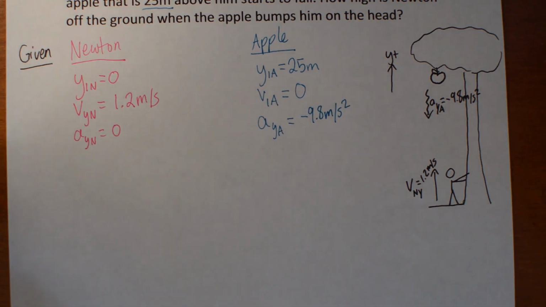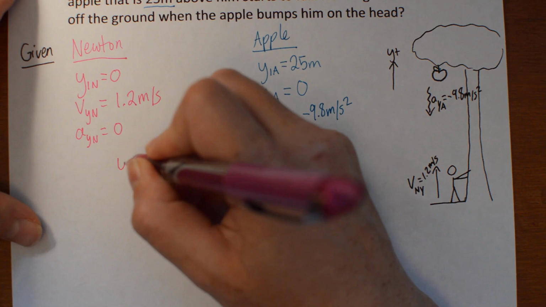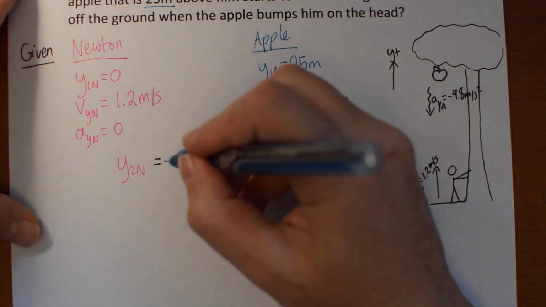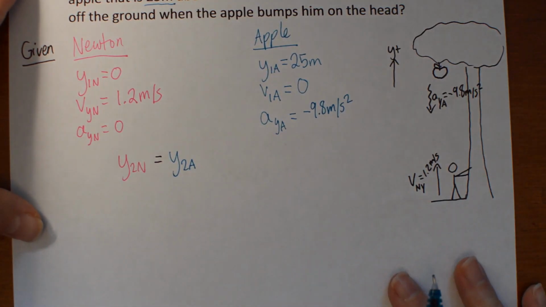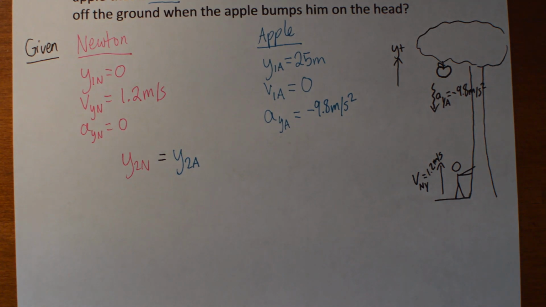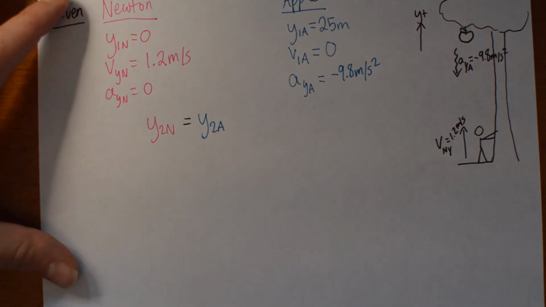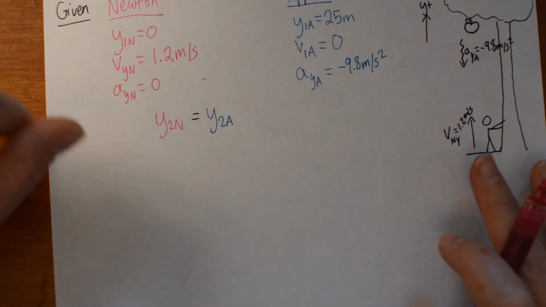This is a very similar problem to the last one. I'm looking at the moment when y2 of Newton is equal to y2 of the apple. So I'm going to make an equation for y2 of Newton, an equation for y2 of the apple, and then set them equal to each other just like I did last time, and I'll solve for the time again. But this time I'm going to go one step further, use that time to find out how high Newton is off the ground. That's actually a really easy last step. The hard part is the whole quadratic equation business, getting this ready.